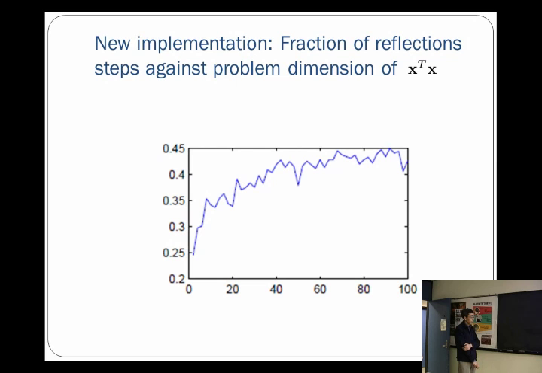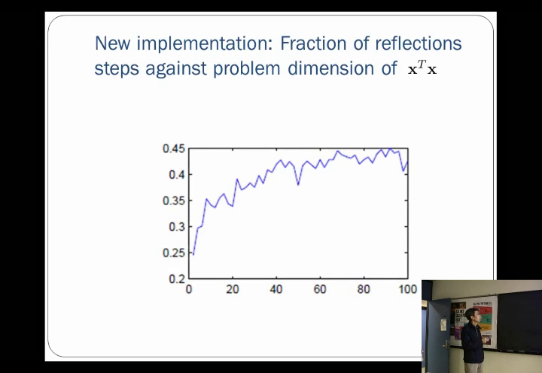To see if the adaptive parameters are helpful, let's look at this function again, the standard quadratic function. Using the new implementation, this is the fraction of reflection steps against the problem dimension of this function. We can see we no longer use 90% of reflection steps. Here we use at most 45%. So this is the indicator.